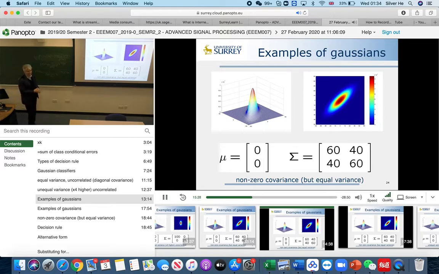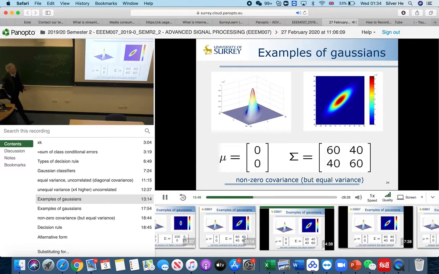Yes? You just said independent is a stronger case than uncorrelated. Yes, that's right. So you mean there are some cases where they are uncorrelated but dependent? That's correct, yes. Could you give an example? Also, I can't imagine. Okay.